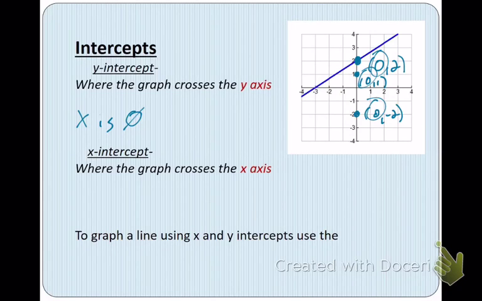Now, same thing for an x-intercept. Whether it's here, or here, or here, the common theme would be that the y-coordinate is always 0. So that means that for an x-intercept, y is always 0.